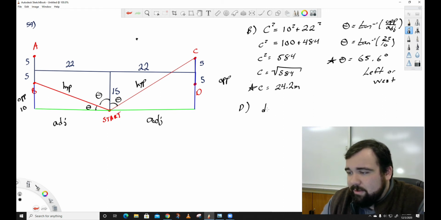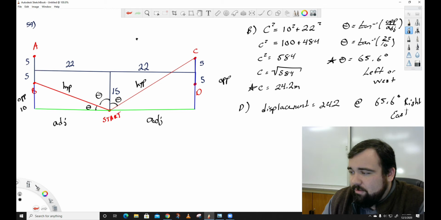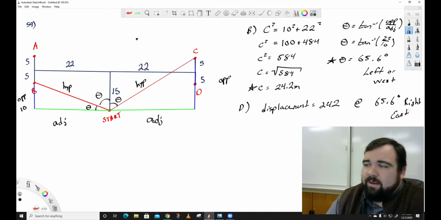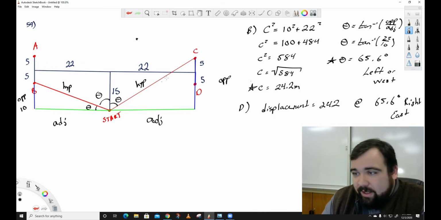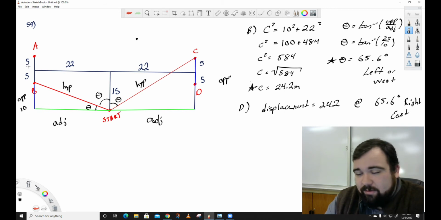The displacement equals 24.2, and that is 65.6 degrees right, or east, depending on how you want to write that. So by solving for 1, we've already solved for 2. Now let's go ahead and do C, and that'll also be our answer for A.